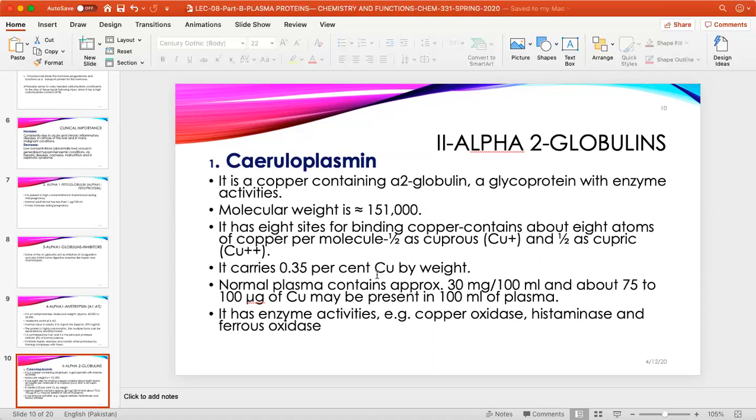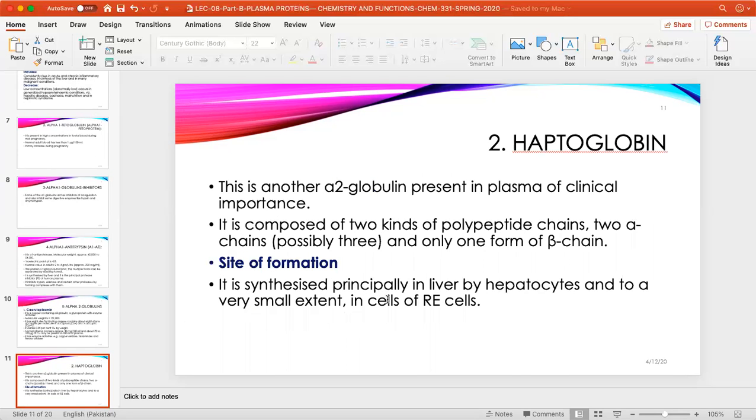It carries 0.35% copper by weight, and normal plasma contains approximately 30 milligram per 100 ml, and about 75 to 100 micrograms of copper will be present in 100 milliliter of plasma. So it has enzyme activities, for example, copper oxidase, histaminase, and ferrous oxidase. Next, we go to the next slide, the second kind, known as haptoglobin. This is another alpha-2 globulin present in plasma of clinical importance.